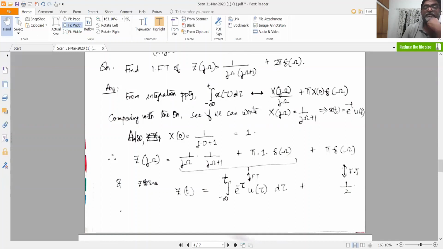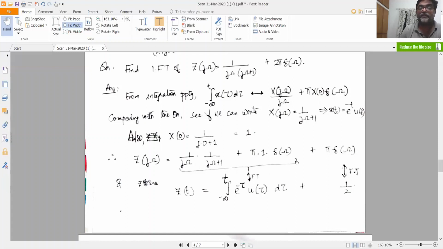And to complete this equation, you also need capital X(0). What is capital X(0)? Capital X(0) would be 1 by (j into 0 plus 1), which is equal to 1. So X(j omega) can therefore be written as 1 by j omega into 1 by (j omega plus 1) plus pi into X(0) into delta(omega), and X(0) is equal to 1, so pi into delta(omega).